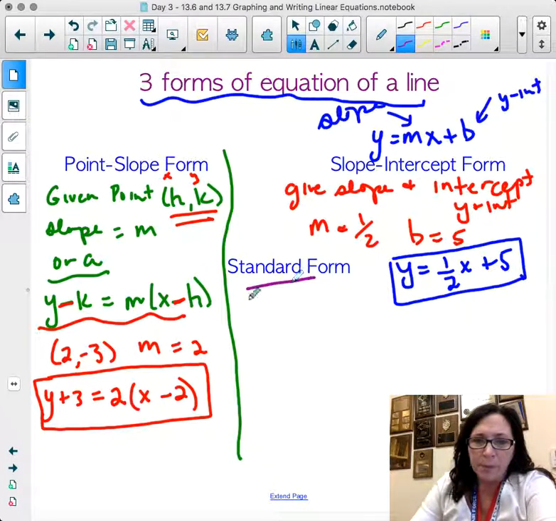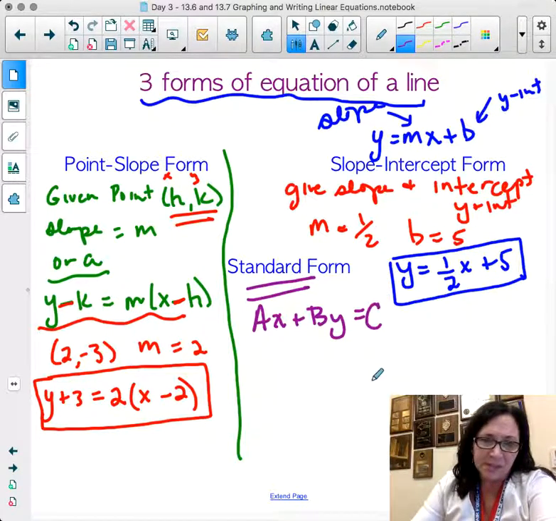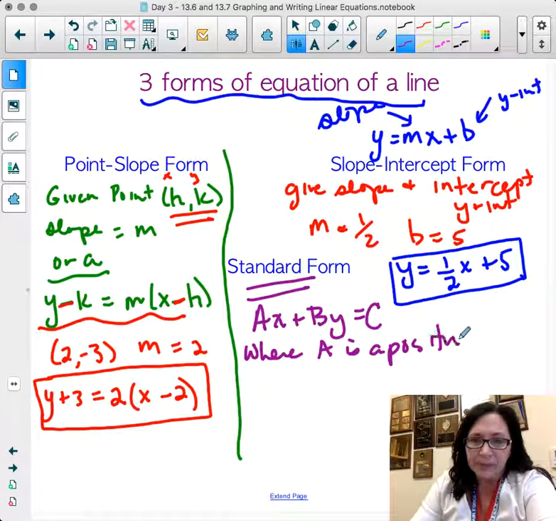The last form is what we call standard form, and that would look like this: ax plus by is equal to c. There are some restrictions with this, and that's where a is a positive integer.